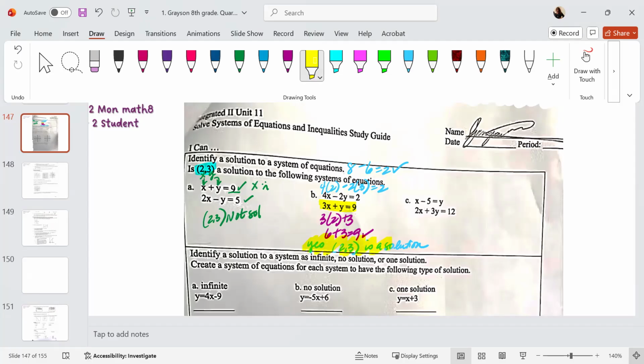Yes. Yeah, it is a solution. And if it's a solution, you have to check top and bottom. You can't just check one. It has to be both. Do you see that? Okay, let's try C. Let's try both for C. Okay? I want you to try both.